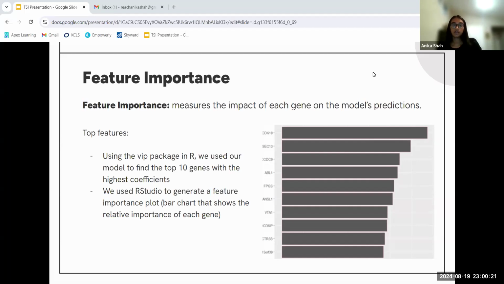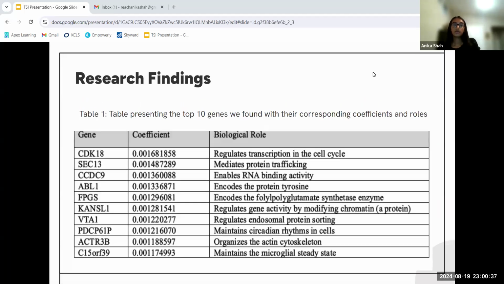In this plot, the genes with the longer bars are those that most strongly correlate with the patient's response to treatment. This analysis not only highlighted the most critical genes, but also guided us in prioritizing which biomarkers to study further. Here we present a table of the top 10 genes identified in our study, along with their coefficients and biological roles. The coefficients represent the importance of each gene in predicting immunotherapy response. The genes with the highest coefficients have the most weight in our model.